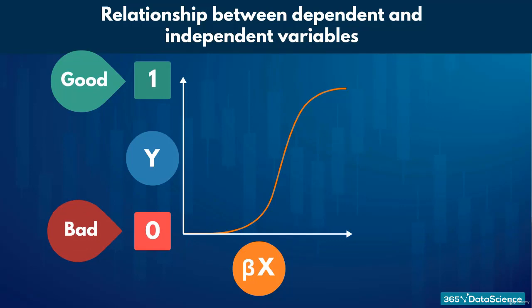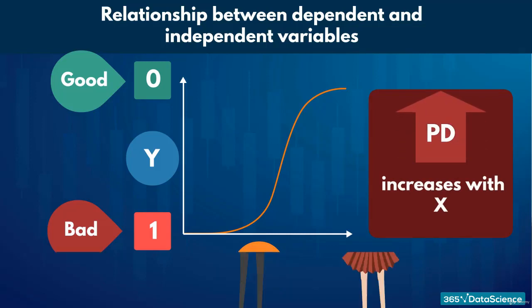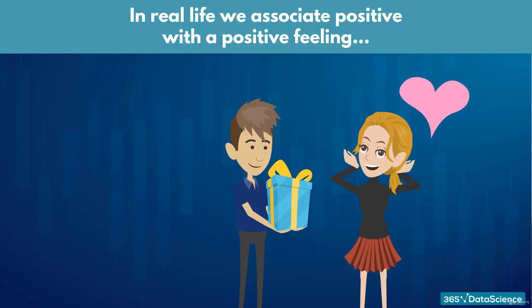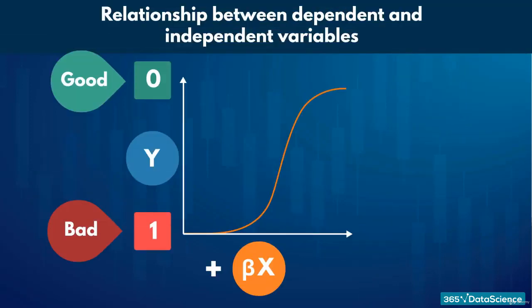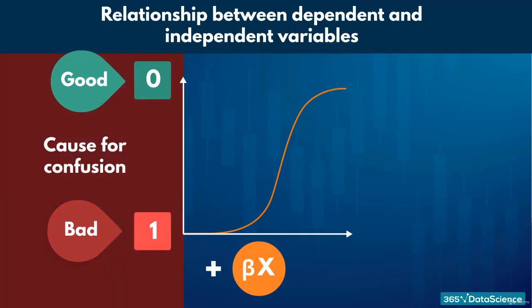How is this technically achieved? Well, whatever we assign the larger value, the 1, to will be shown to increase with the increase of the respective independent variables by the positive coefficients. For instance, we can set 1 to represent default and 0 to represent non-default. So we ran a regression model and got a positive coefficient for debt-to-income ratio. Therefore, the probability of default increases with debt-to-income ratio. Since in real life we associate positive with a positive feeling, we prefer that a positive coefficient would signify a better state, a better quality of the account. In this example, the case is exactly the opposite and is a cause for confusion.